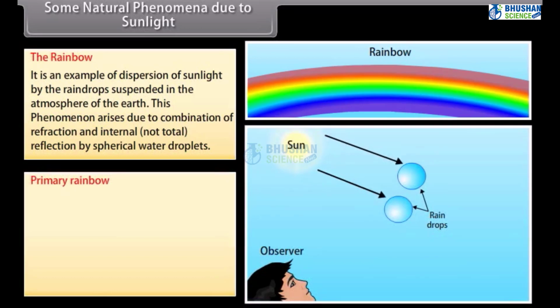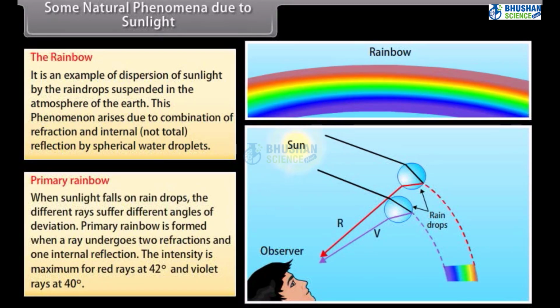Primary rainbow. When sunlight falls on raindrops, the different rays suffer different angles of deviation. A primary rainbow is formed when a ray undergoes 2 refractions and 1 internal reflection. The intensity is maximum for red rays at 42 degrees and violet rays at 40 degrees.